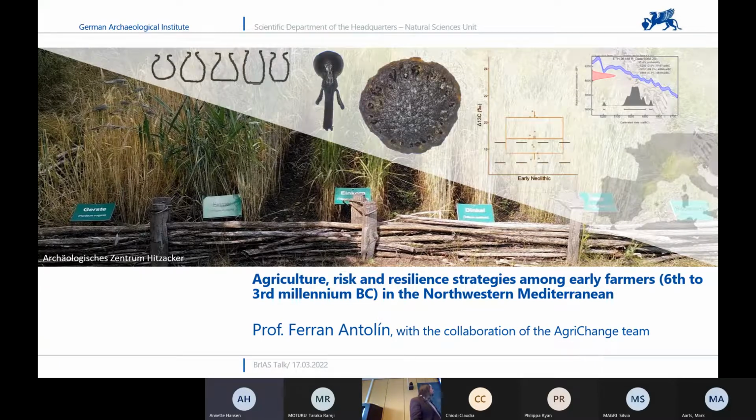And what we've tried to do within the project is to look at a series of proxies. These are profile views of silo pits, so they inform us about storage. We have been looking at insect remains, potential pests, also wild plants that complement the diet. We've been measuring stable isotopes, radiocarbon dating, and looking at a broad region. So trying to think beyond the plants themselves, but at the same time, they are at the very core of the project.